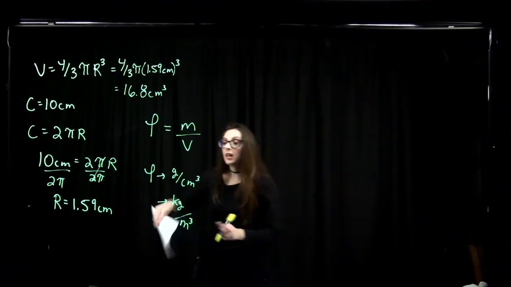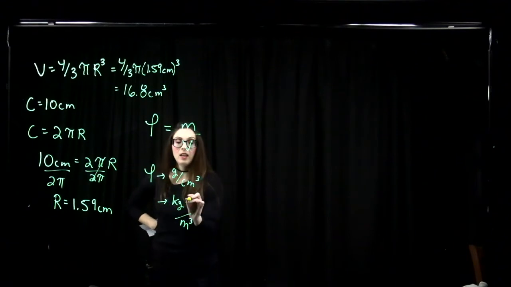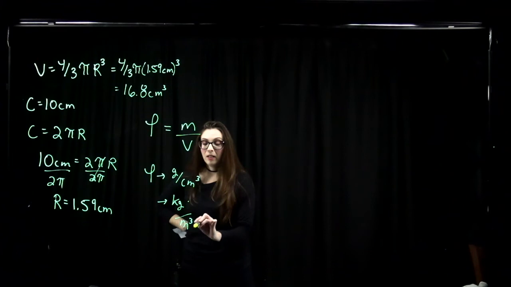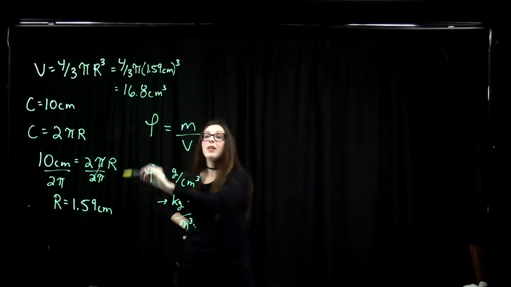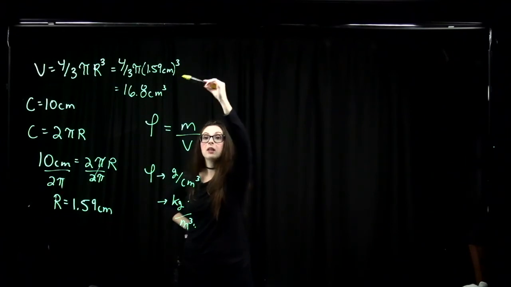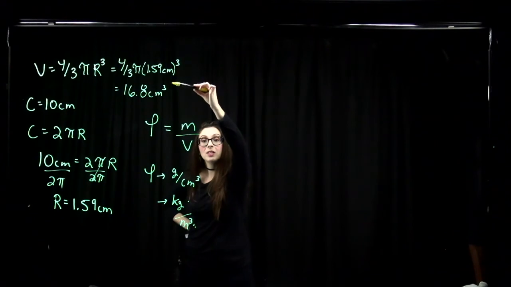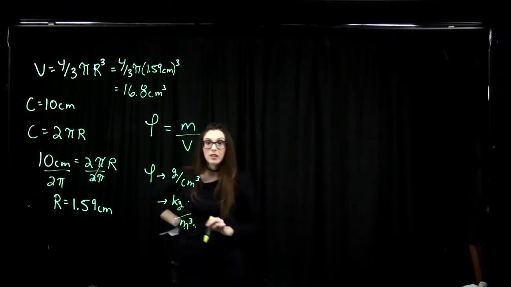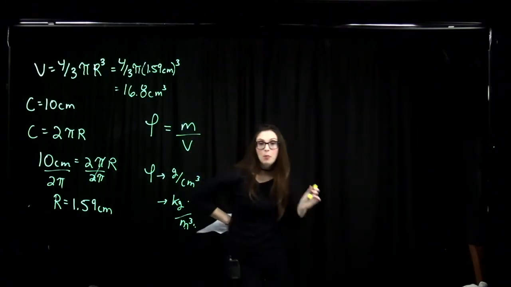So if you're going to get the density of something in kilograms per meter cubed, you've got to get the mass in kilograms and then the volume in meters cubed. Here we found the volume in centimeters cubed. So for the radius, instead of using centimeters, you would use meters for the radius. So you could get your volume instead in meters cubed, and then you could use that to get the density of your object in kilograms per meter cubed.